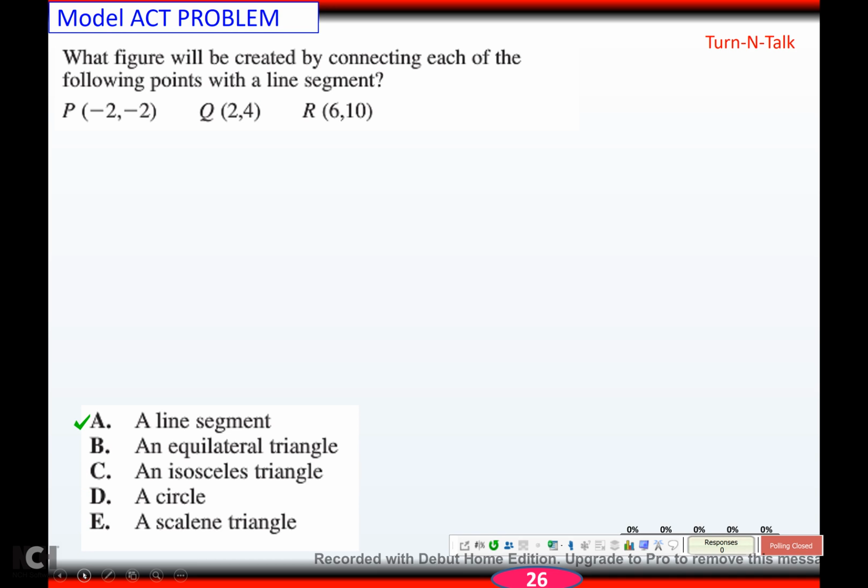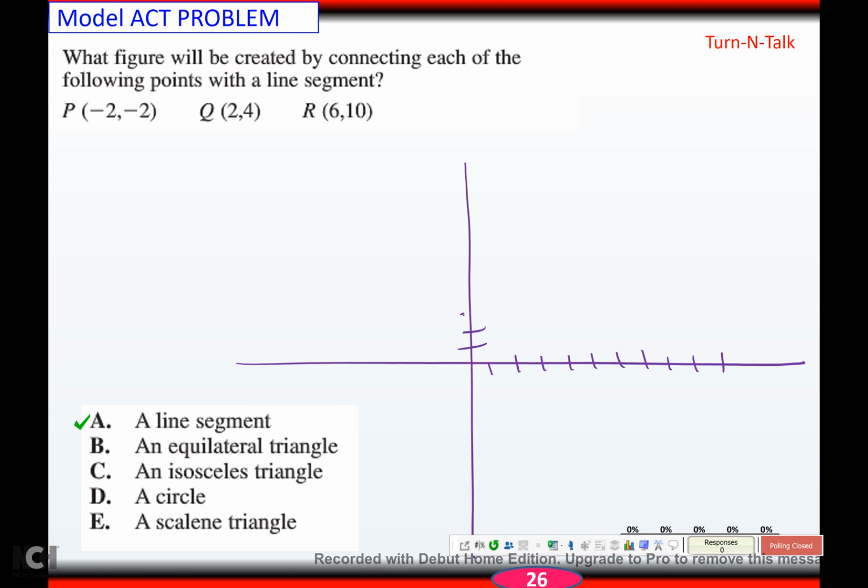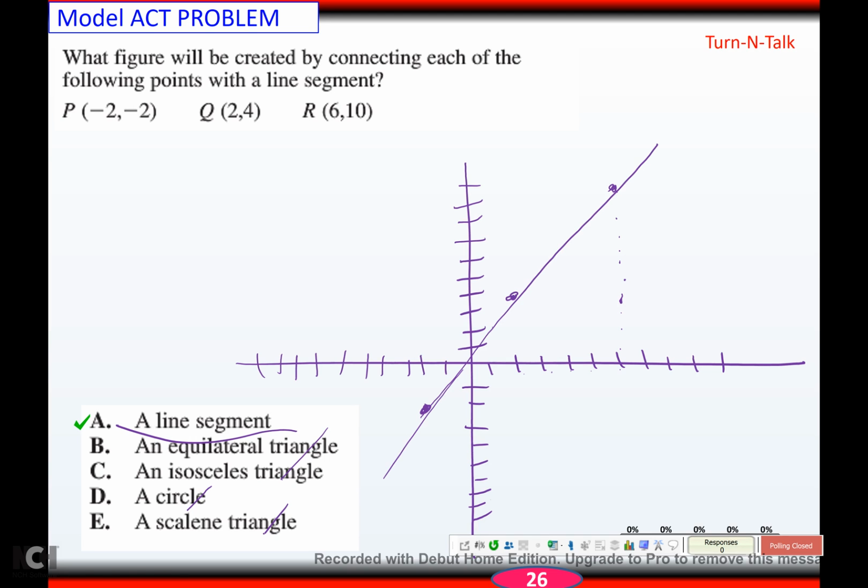A line segment. Okay, the only thing I could think of to do on this is to actually graph them and see what shape they made. All right, so -2, -2, 2, 4, 6, 1, 2, 3, 4, 5, 6, 1, 2, 3, 4, 5, 6, 7, 8, 9, 10. And they pretty much make a perfectly straight line segment. It's obviously not triangles or a circle or a triangle.